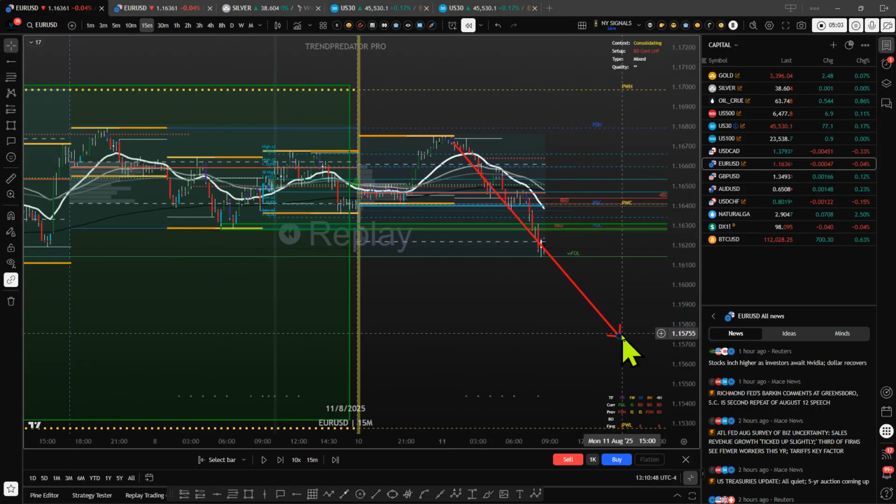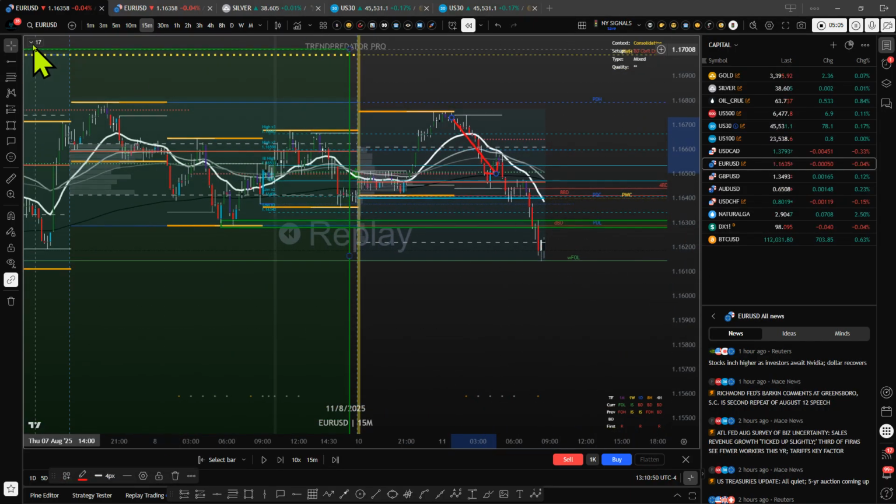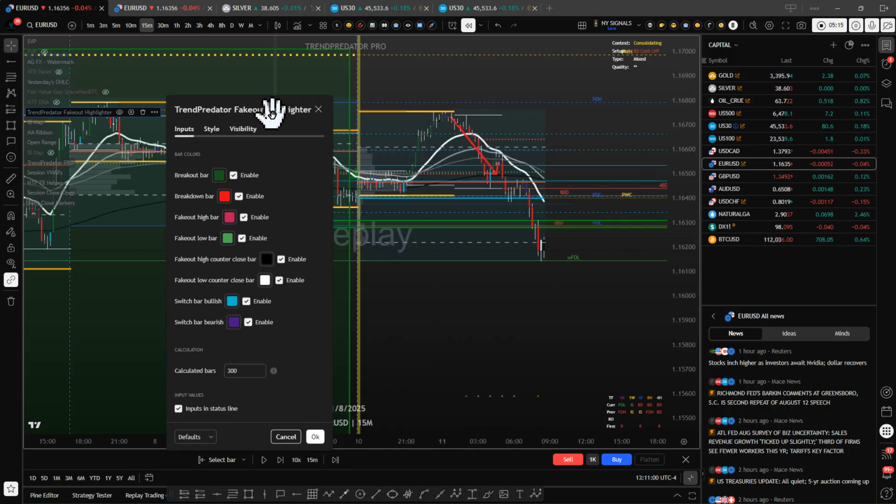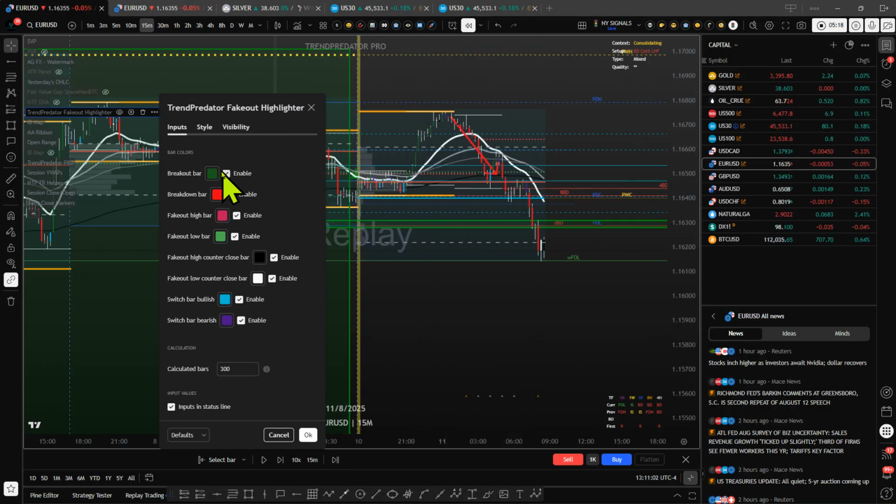And what do I mean by the behavior of price? Well, I have an indicator called the Trend Predator Fake Out Highlighter, and based on the same principle that markets do one of three things, we can look for breakout bars. In this case, we're looking for breakdown bars, bearish. We're looking for fake out high bars. So a fake out high, a failed breakout to the upside that comes back inside, would be bearish. So look, here's a fake out high counter close bar.